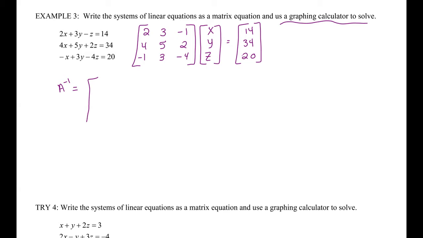If you follow the instructions, you should get 26 over 27, negative 1 over 3, negative 11 over 27, negative 14 over 27, 1 over 3, 8 over 27, negative 17 over 27, 1 over 3, and 2 over 27.